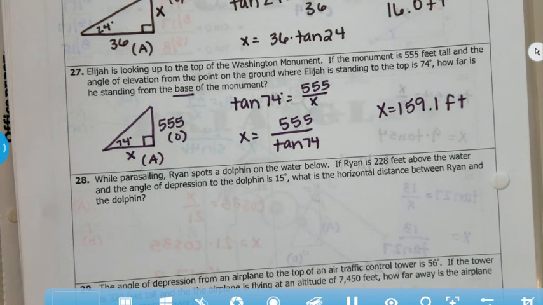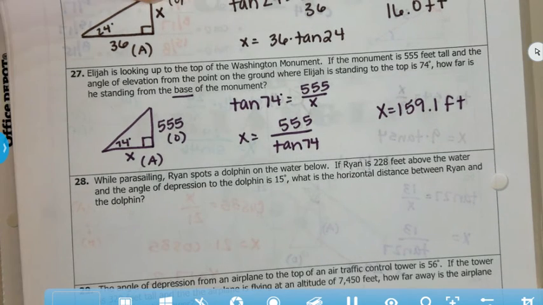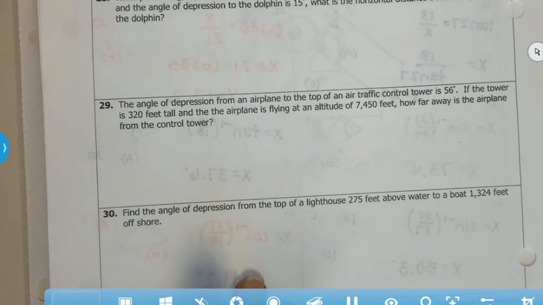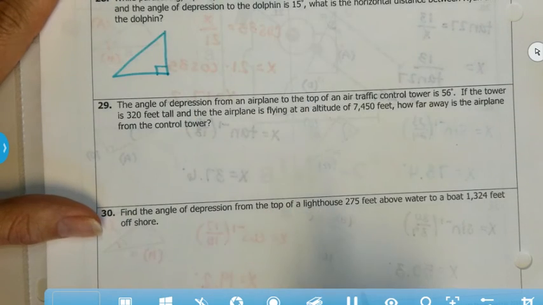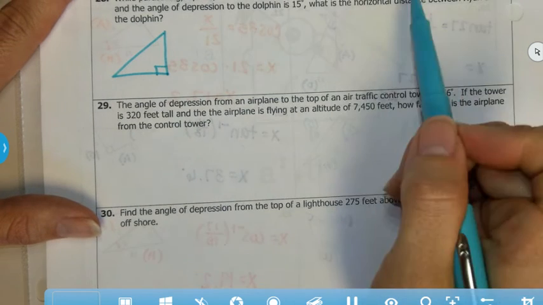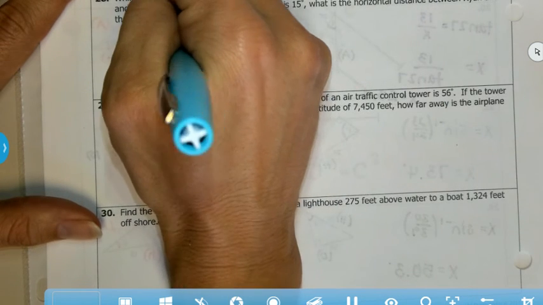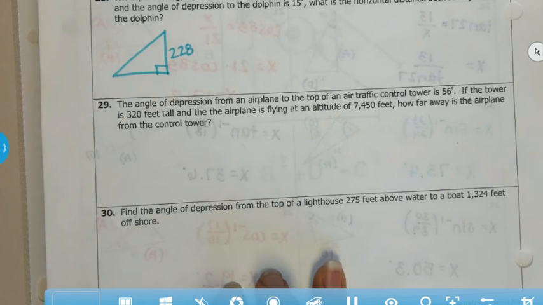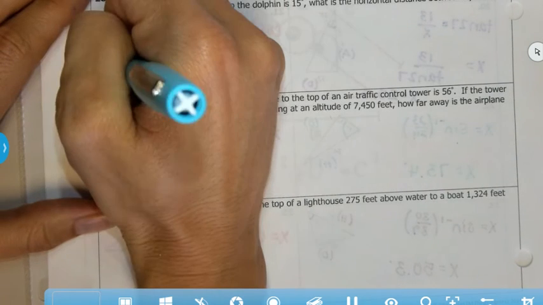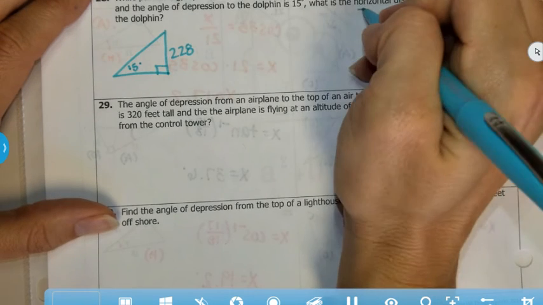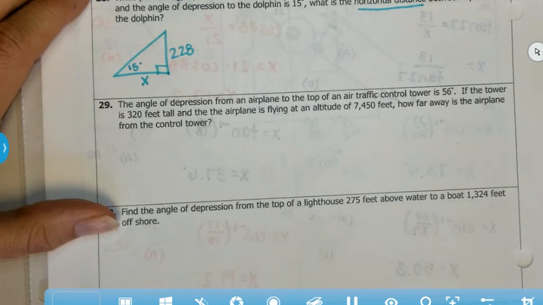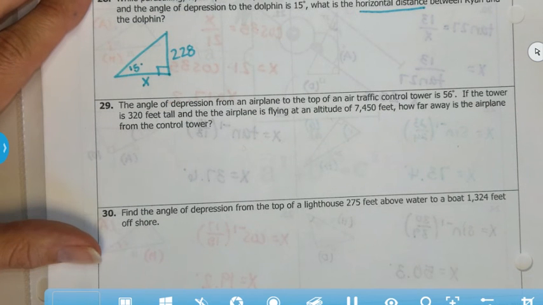All right. I'll help you draw the picture for 28, but 29 and 30, you're going to be on your own drawing these pictures. For 28, while parasailing, let's go ahead and draw our triangle. Same triangle every single time. While parasailing, Ryan spots a dolphin in the water below. Ryan is 228 feet above the water, and the angle of depression to the dolphin is 15 degrees. What is the horizontal distance? Horizontal distance is the bottom, so that's that piece right there. Go ahead and solve for x now.